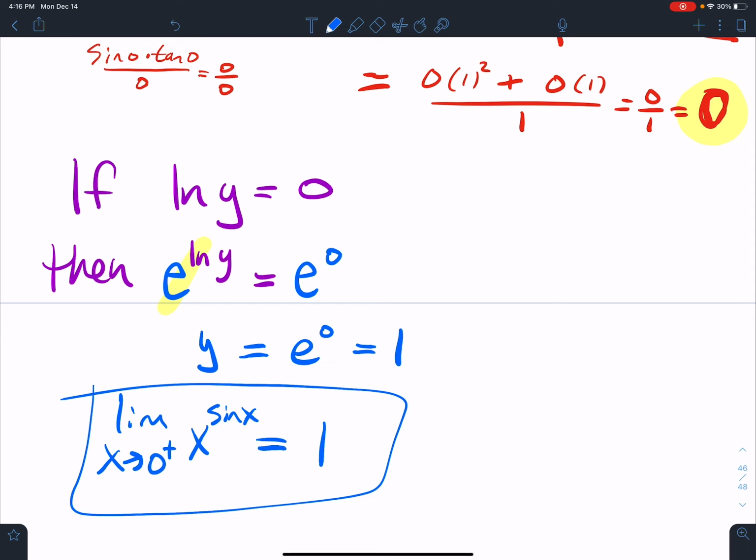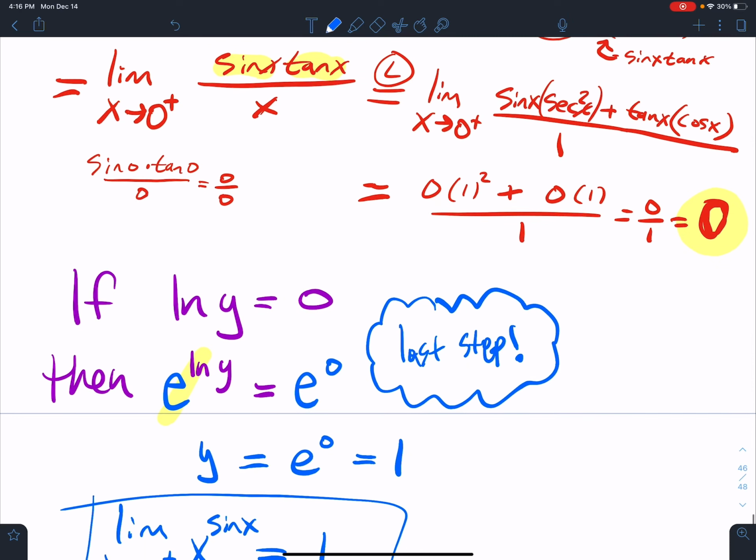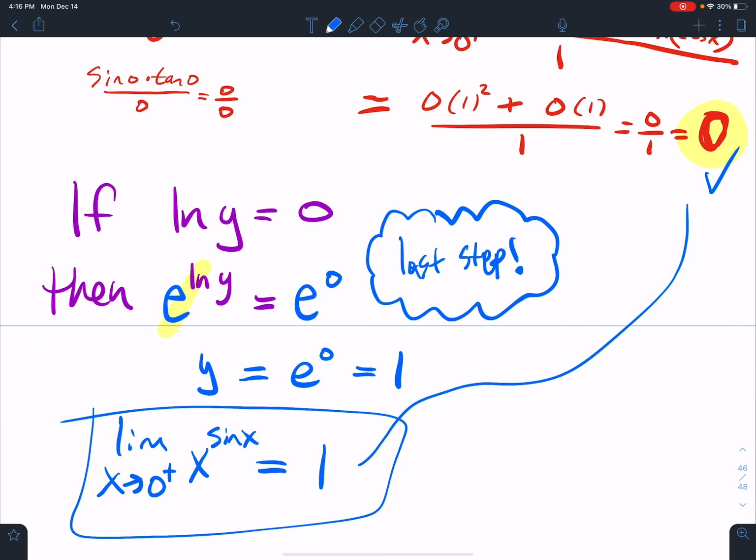Okay? So very important. This is the last step, and this is the step that people forget. So don't be that person that forgets this step right here. All right? You do all that beautiful work, you get to right here and you say the answer is 0. Oh man, you missed it because the answer was 1, right? So don't be that person. All right? We got one more of these.